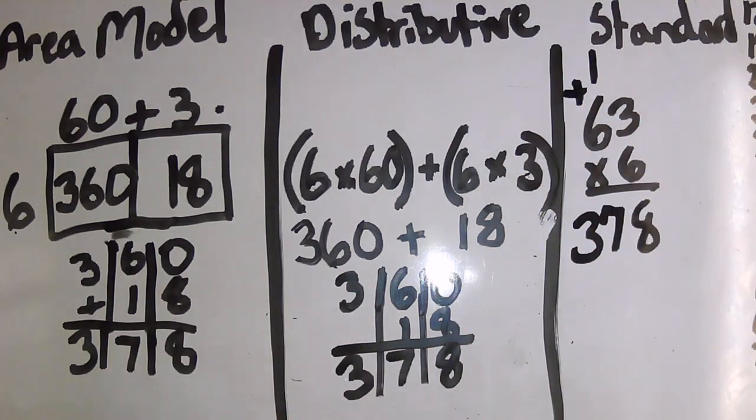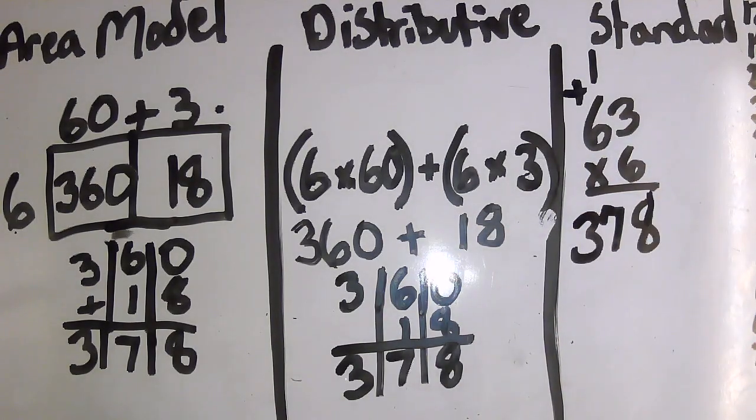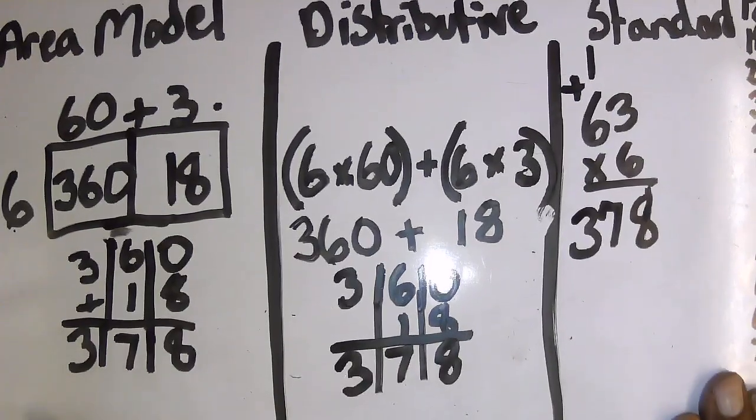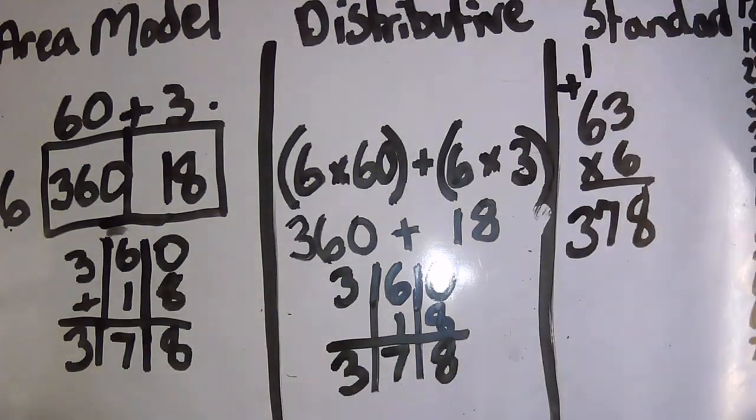And so that's why we are wanting to be proficient in all three methods. Okay? So this is what they're expected to do on their homework. They were given one problem, and I want them to do the area model, the distributive property, and the standard algorithm.